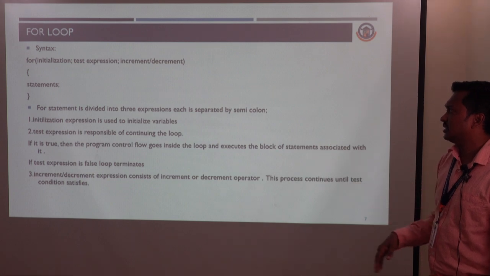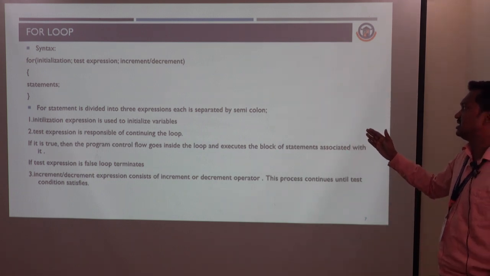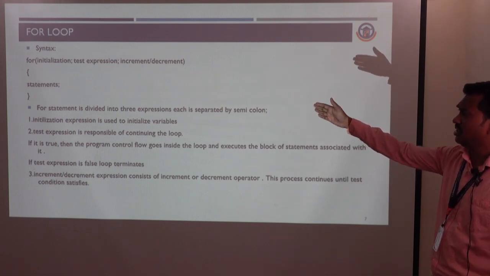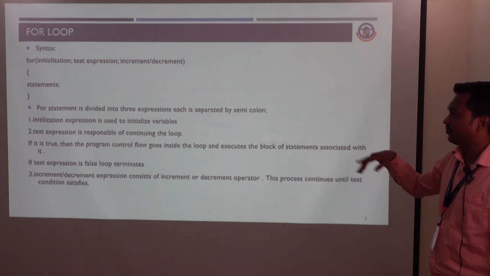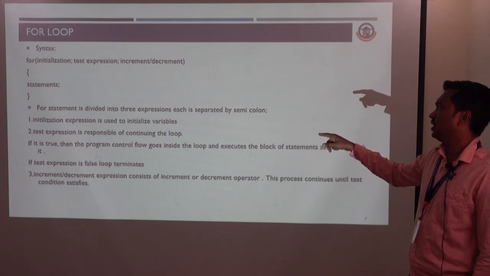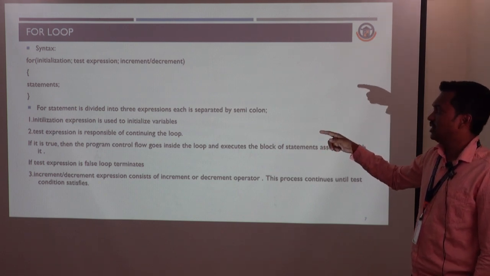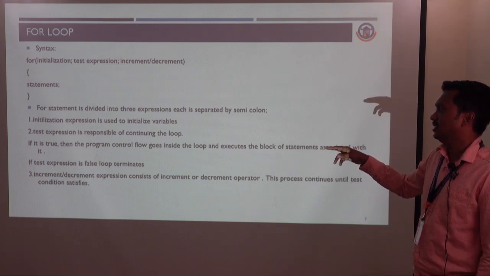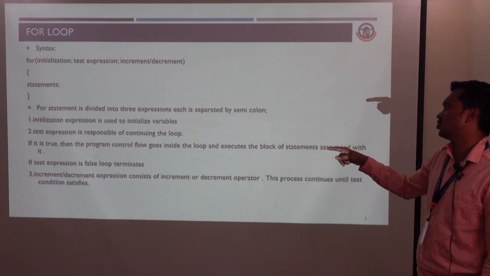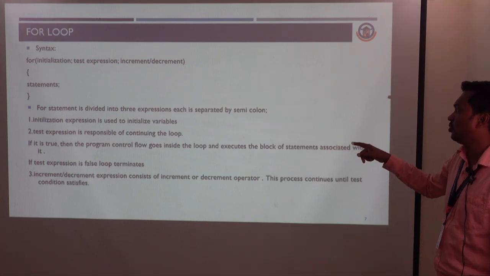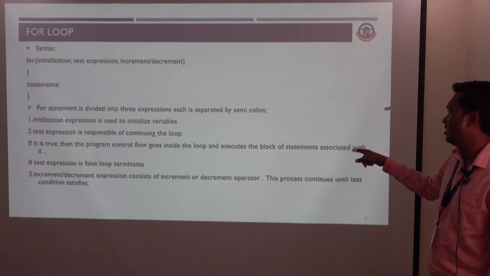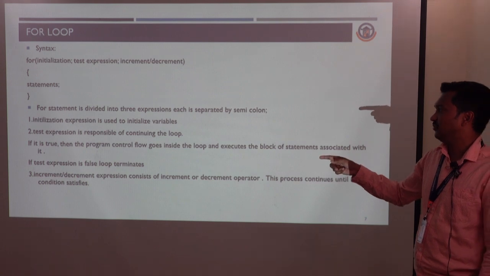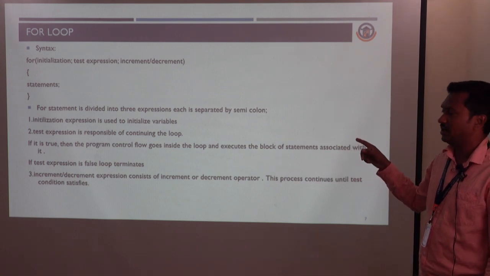The for statement is divided into three expressions, each separated by a semicolon. We already saw this in the syntax. The first one, the initialization expression, is used to initialize the variables. The second, the test expression, is responsible for continuing the loop. If it is true, the program control flow goes inside the loop and executes the block of statements associated with it. If the test expression is false, the loop terminates.